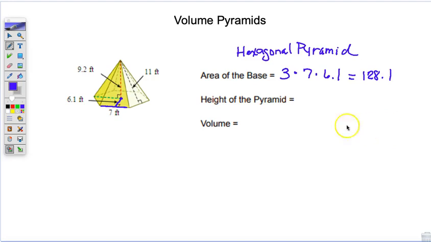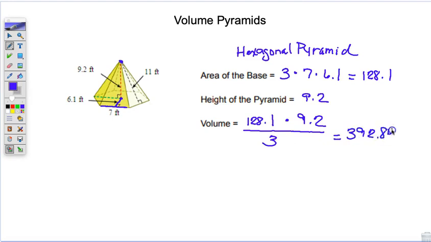Again, the height of our pyramid is going from the very bottom all the way up to the top, and it looks like that measure here in red ink is 9.2. So we're going to multiply those two numbers together, 128.1 times 9.2, and then once again dividing by 3 to account for the slide, the edges here of our pyramid that are slanted. That should be 392.84 cubic feet.